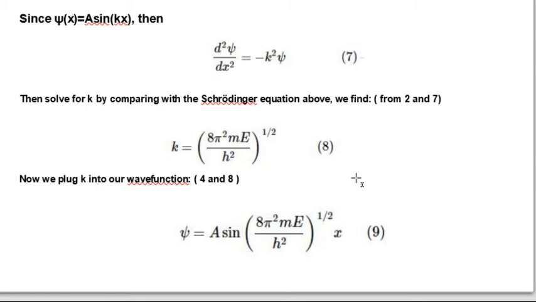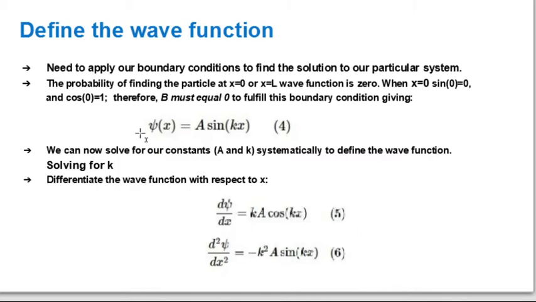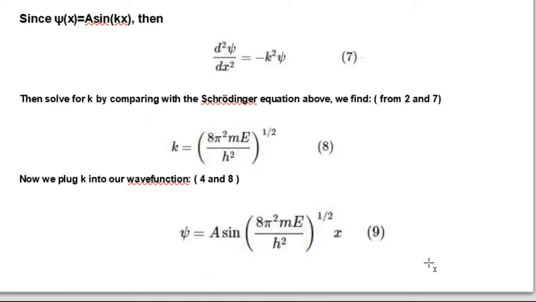Now what we can do? We have the wave function given as a sin kx, and we have solved for k. We can bring the value of k there. We get it like that. Psi equals a sin 8 pi square me by h square, the whole raised to half x. Still it is not a complete solution because one constant is still remaining. Which is remaining? A is remaining. That is an unknown constant still. We have to solve for a also.